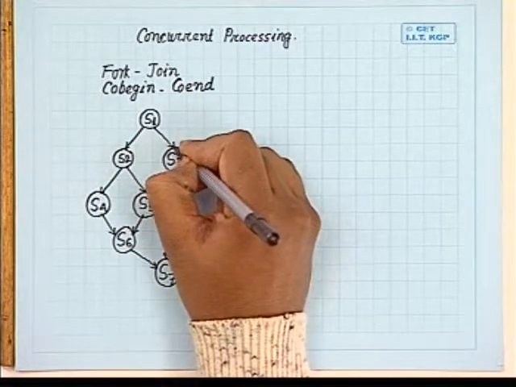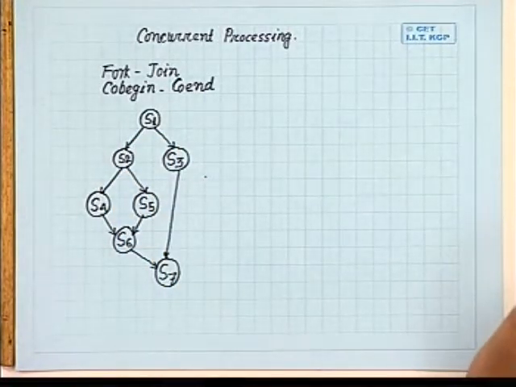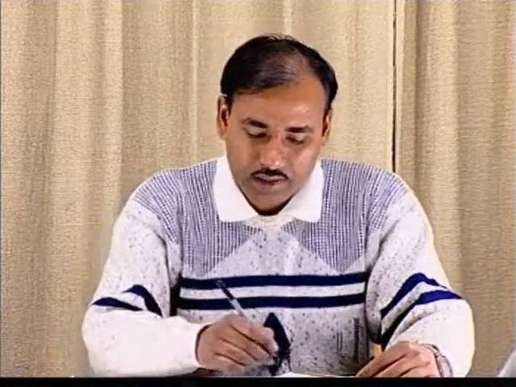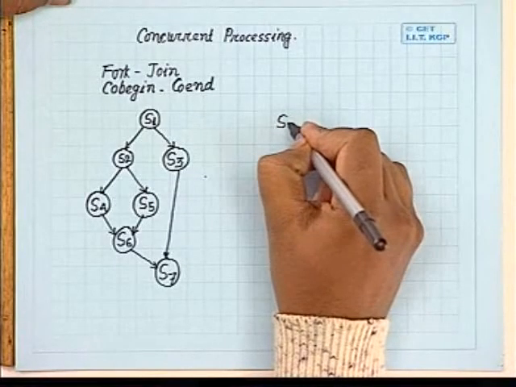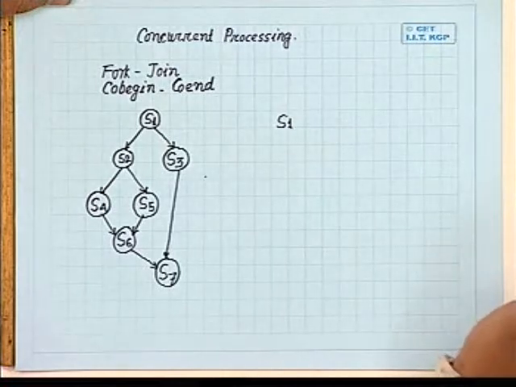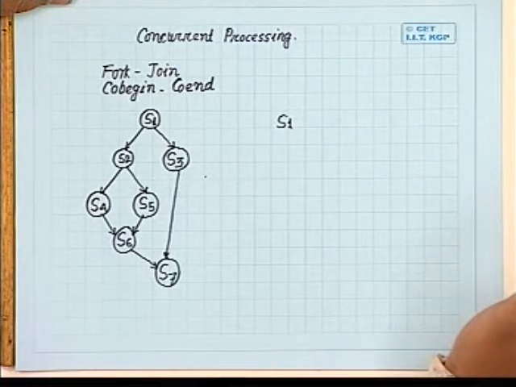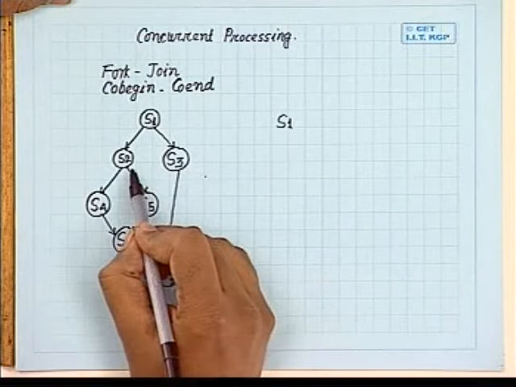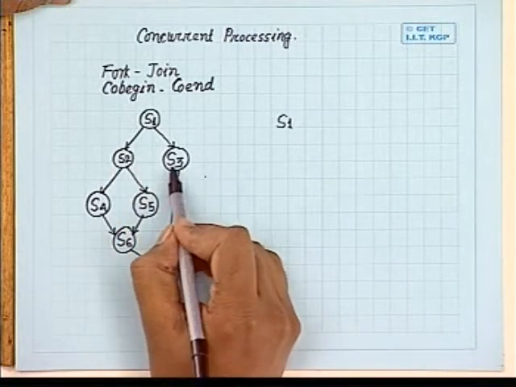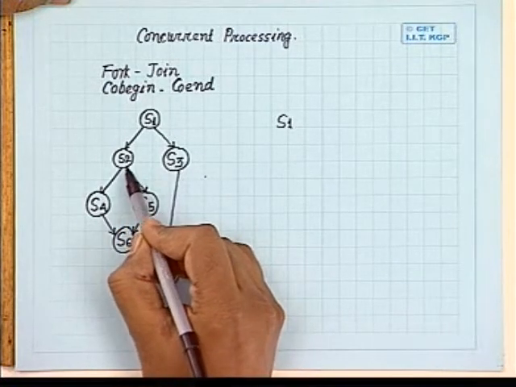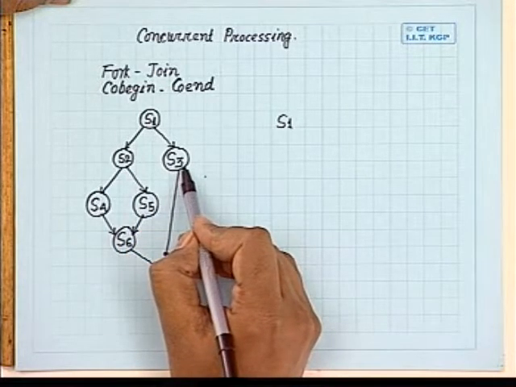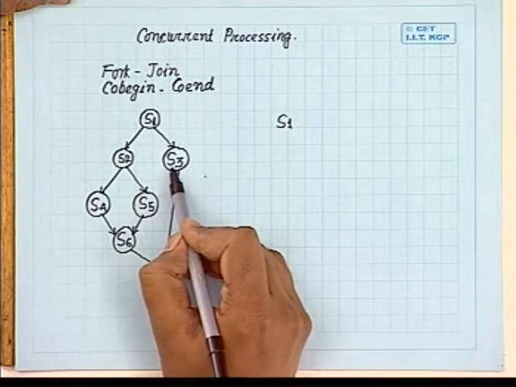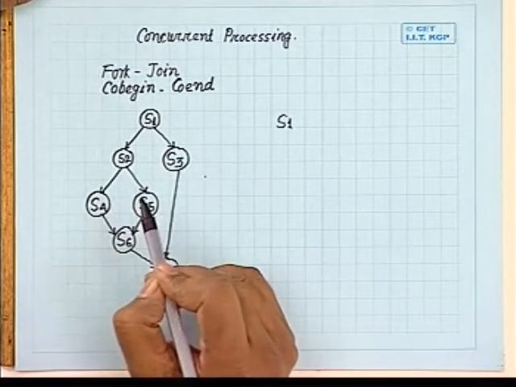Now using the co-begin co-end structure, if I want to translate this same precedence graph into code, it should be written like this. First, you have to execute statement S1, because till now there is no concurrency. After that, we can have two processes, one executing statement S2, the other executing statement S3. That means we have to create two processes for these two statements.